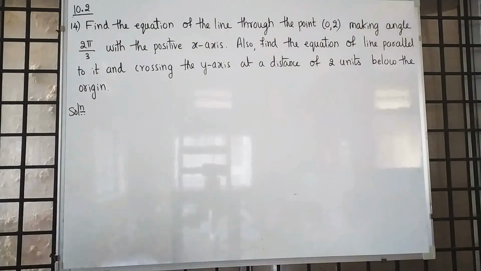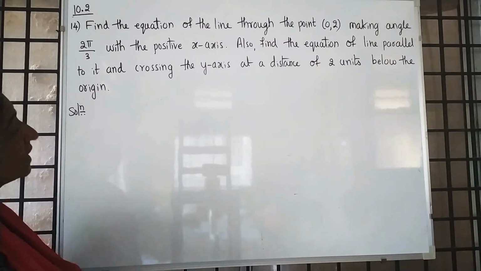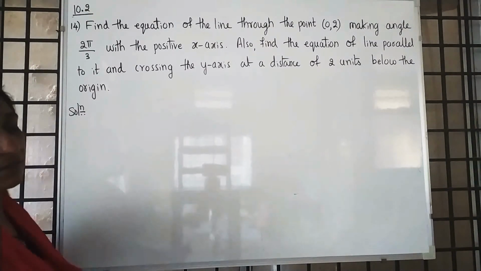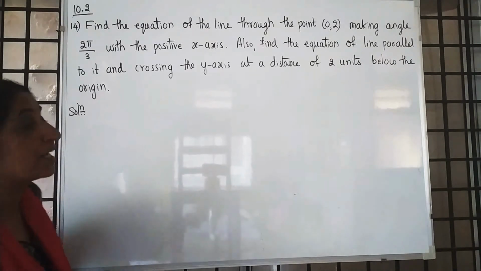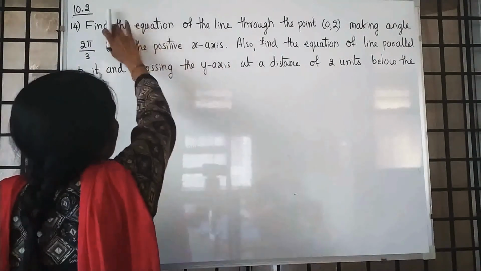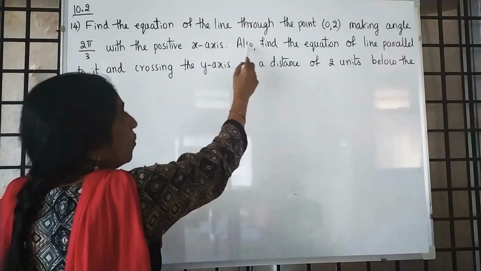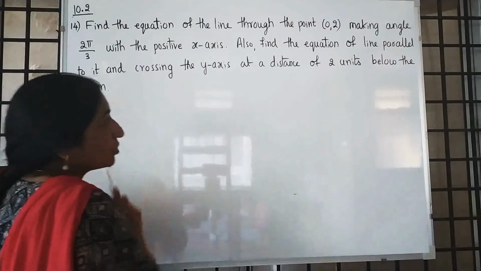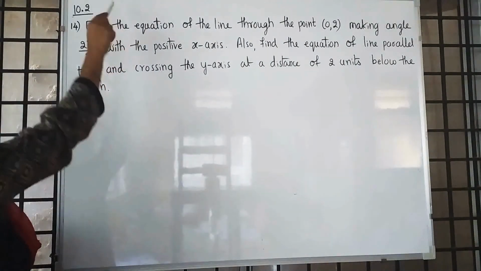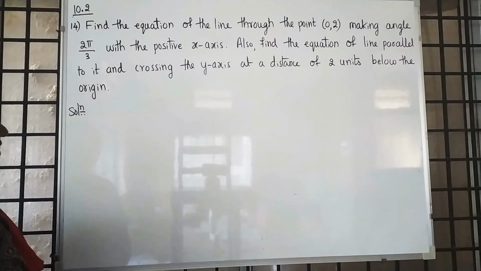See the question number 14. Find the equation of the line through the point 0, 2 making an angle 2 pi by 3 with the positive x-axis. See, if the angle is given means indirectly the slope is given. This question completes one, and with the help of this we have to go for another one. Also find the equation of the line parallel to this, whatever you calculate above, and crossing the y-axis at a distance 2 units below the origin.